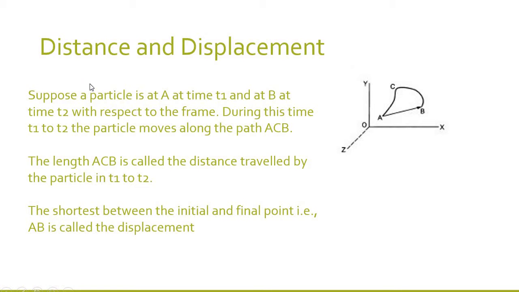Coming on to distance and displacement. Suppose a particle is at A at time t1 and at B at time t2 with respect to the frame. During this time t1 to t2, the particle moves along the path ACB. The length ACB is called the distance traveled by the particle from t1 to t2. The shortest distance between the initial and final point AB is called the displacement. So, the actual path traveled by the particle is called the distance, and the shortest distance between the initial and final point is called the displacement.